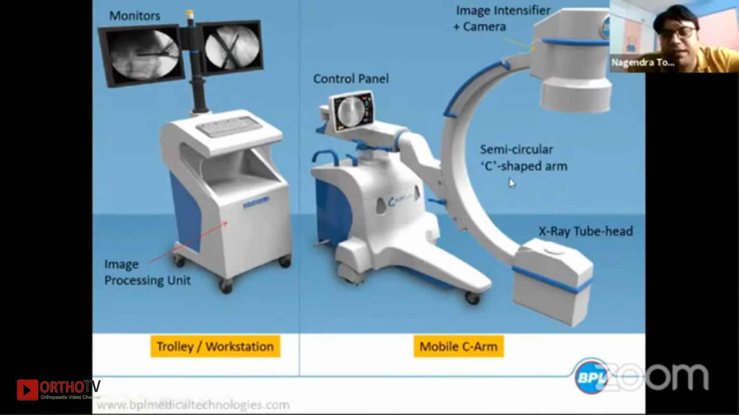Obviously, nowadays flat panel C-arms are available, but most C-arms are still available with an image intensifier and camera, because the cost of a flat panel is still very high. But we hope that in future that will come down.